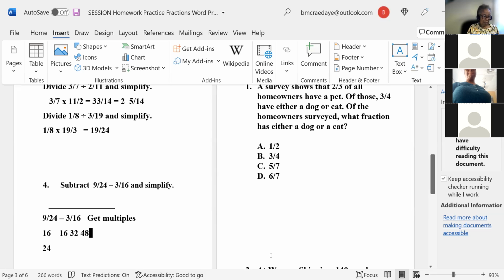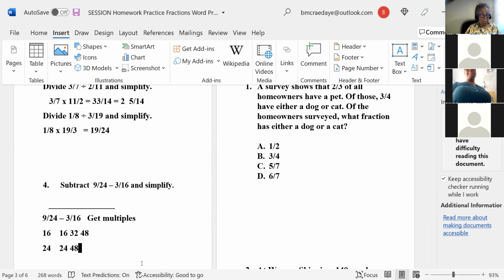Now, we'll stop here. Let's go to 24. 24 times 1? That's 24. 24 times 2? That would be 48. So you can see these multiples are in common. So you could really convert these to a number over 48. That was my little problem, I couldn't remember how to do that. If you do the multiples, you can get your least common denominator that way, and you'll end up with a smaller number.